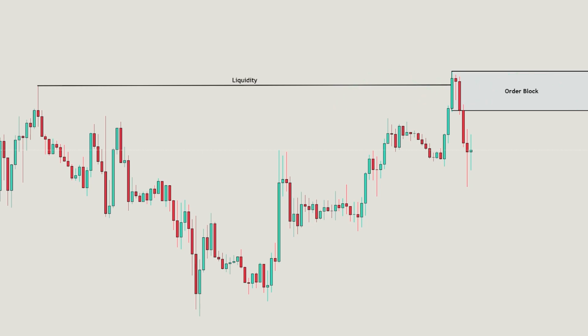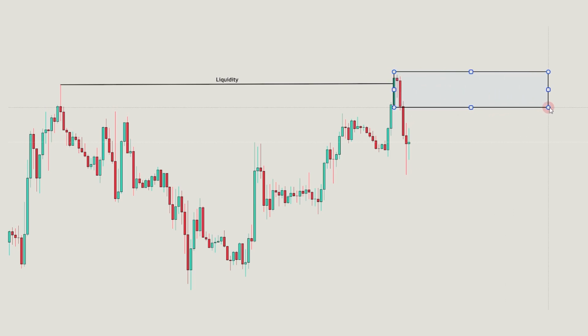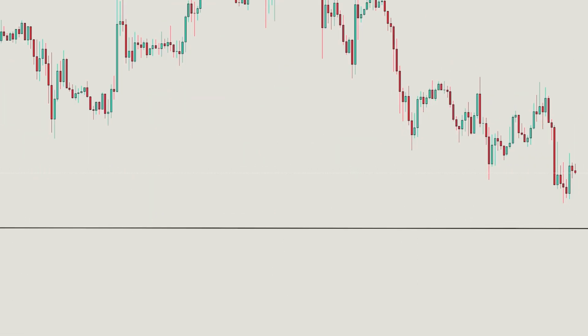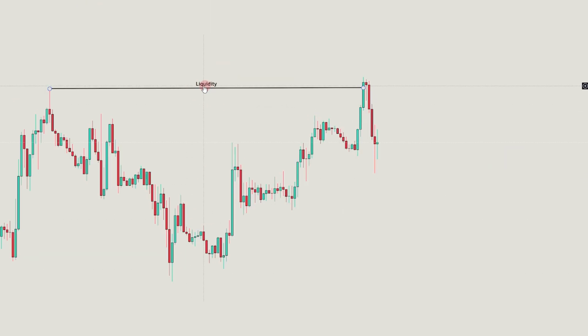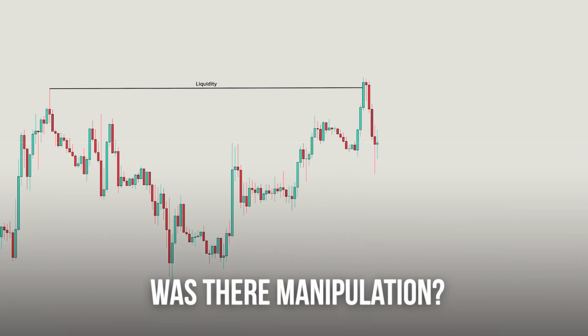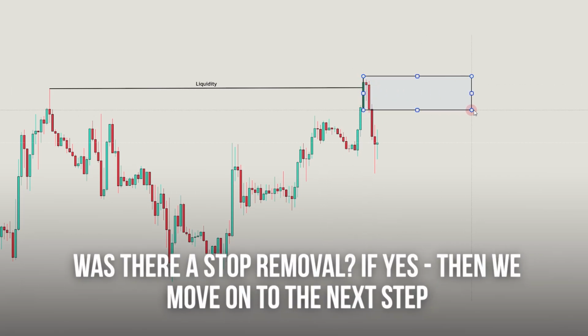First of all, you should pay attention to the liquidity withdrawal. We allocate an order block only if the price collected liquidity before the impulse. In other words, it went beyond the local maximum or minimum, knocked out the stops of retail traders, and only then turned around. If there was no liquidity withdrawal, it's not a valid order block. It may be just a pullback, but not a zone where large capital came from. So when we are looking for an order block, we always first look at: 1. Was there manipulation? 2. Were stops taken out? If yes, then we move on to the next step.